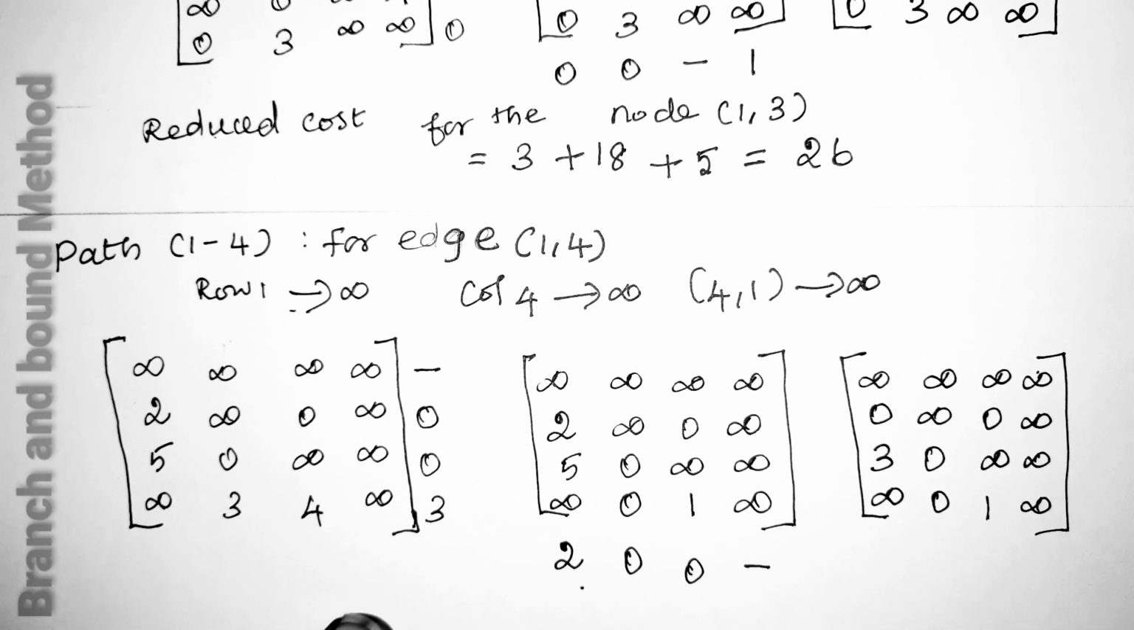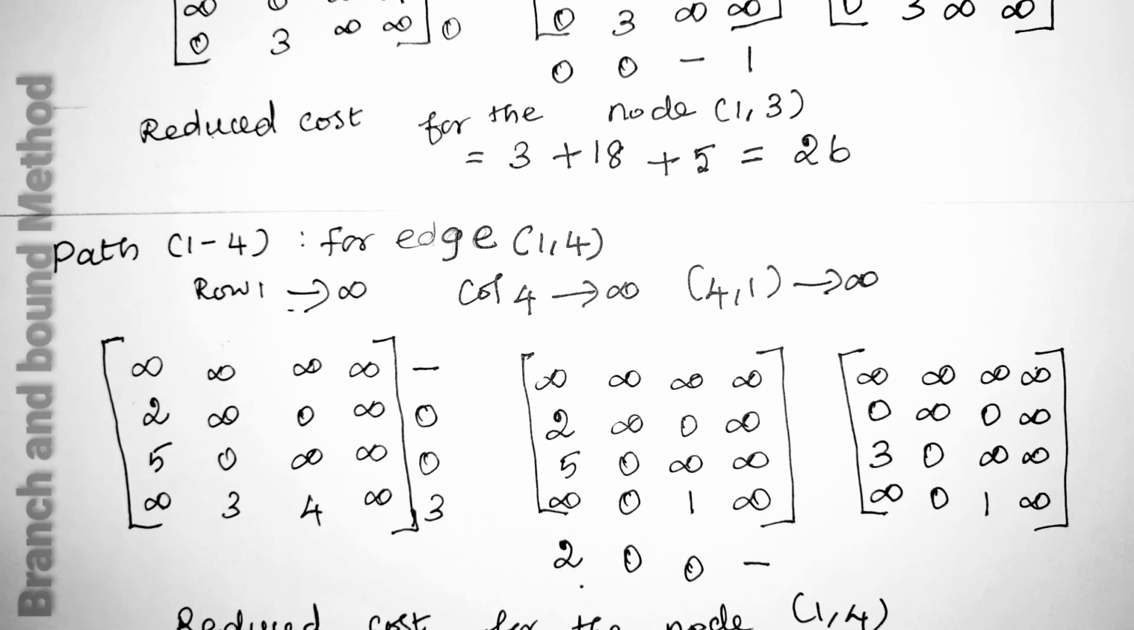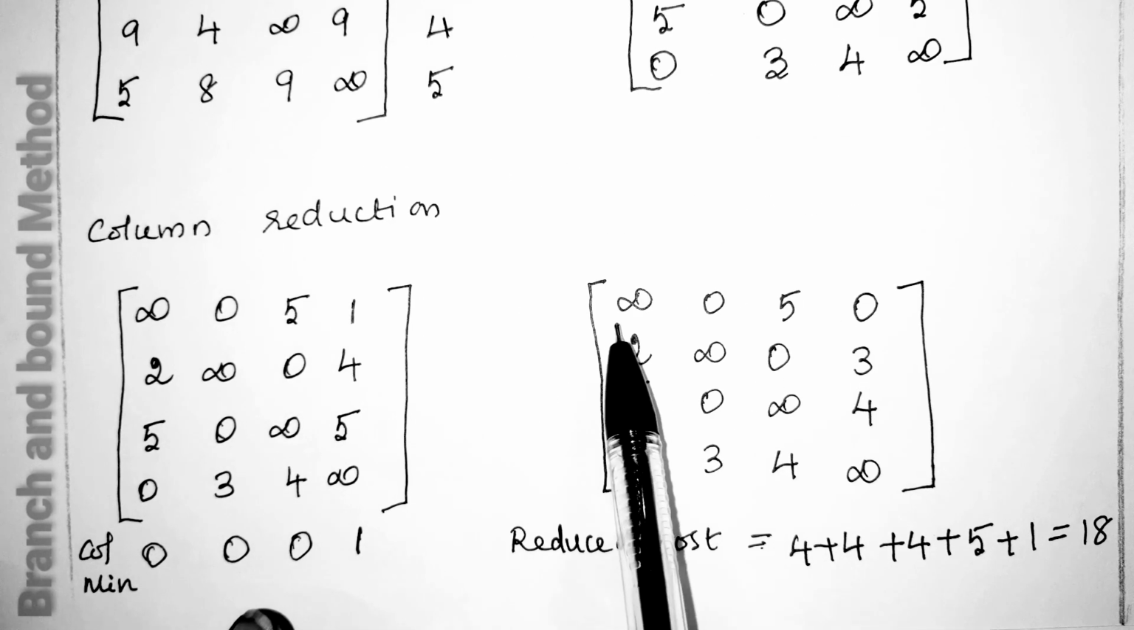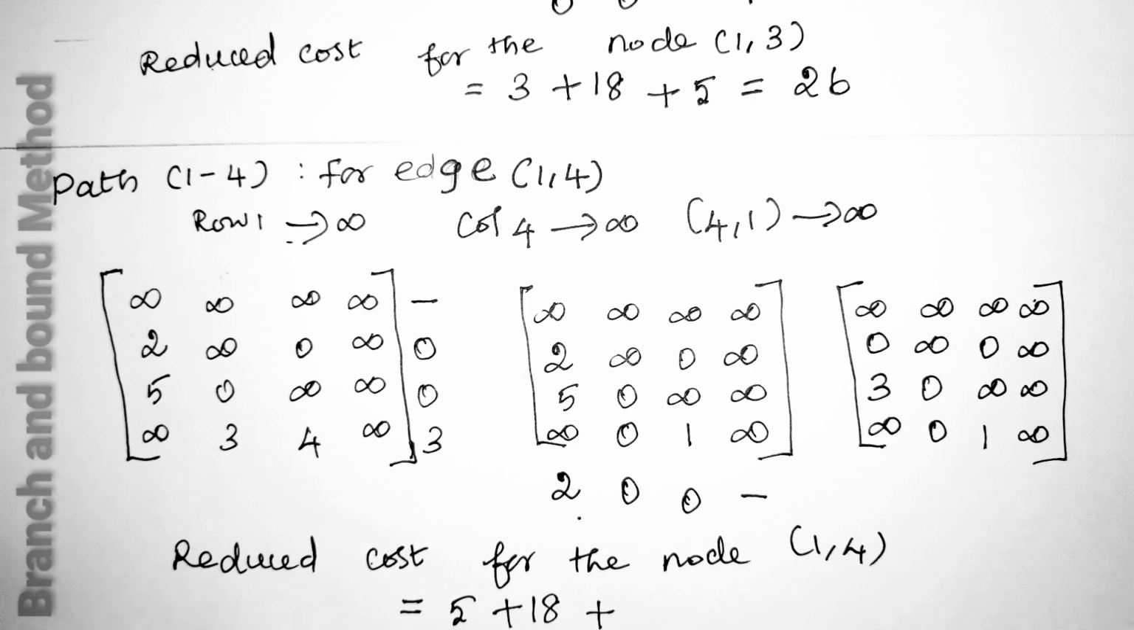After row reduction and column reduction, we have to find the reduced cost for the node 1, 4. The reduced cost for the node 1, 4 is the reduced cost for the node 4, that is 3 plus 2, 5, plus the reduced cost for the node 1, the parent node, which is 18, plus the cost of 1, 4, taken from the reduced matrix. The cost of 1, 4 is 0. So, the reduced cost for the node is 23.